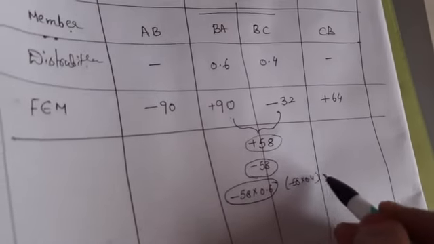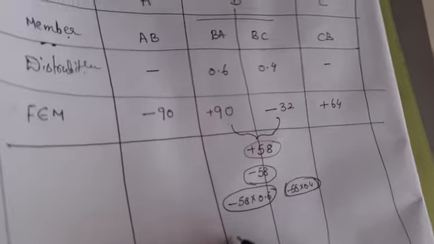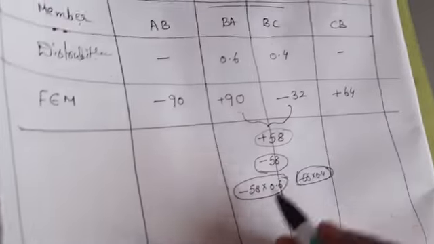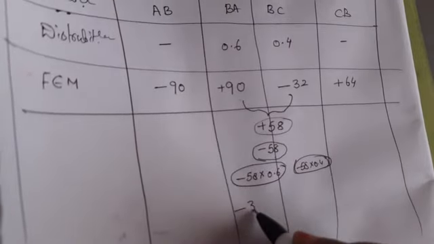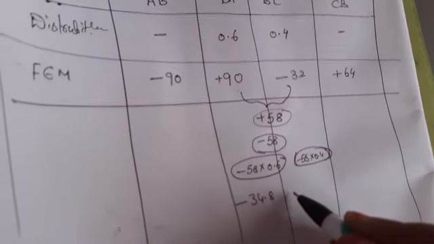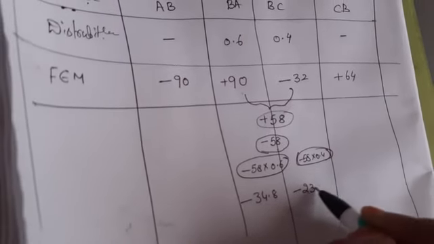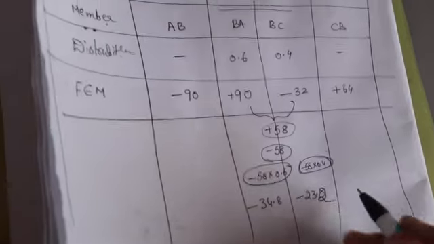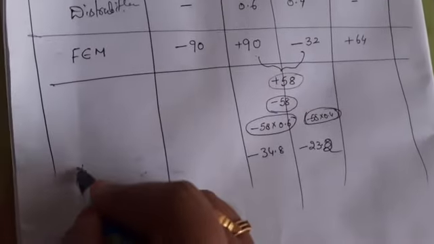Then we will get one value, and that value we directly write. Plus means minus, we told already. Here we will get minus 34.8. Here we will get minus 23.2. This we will call a balancing moment.